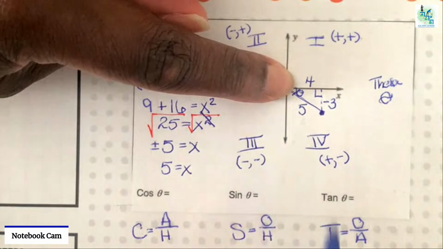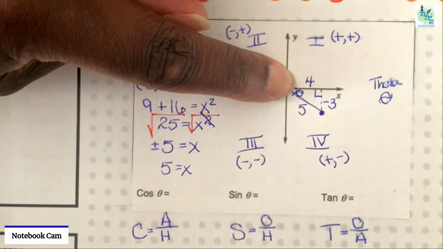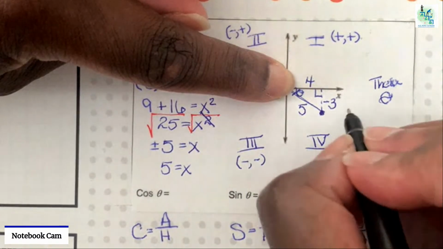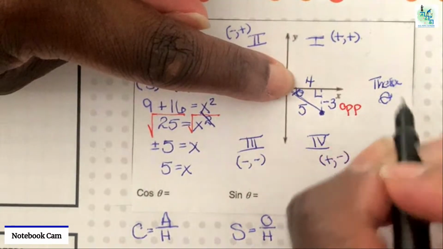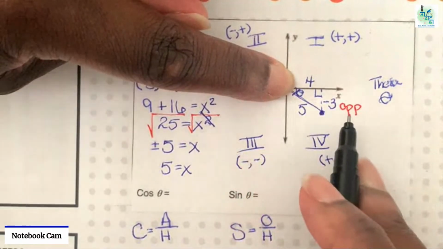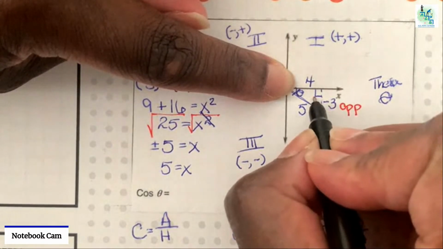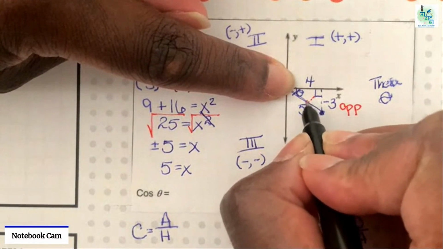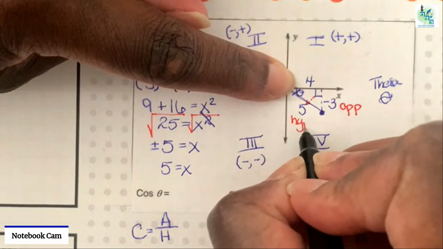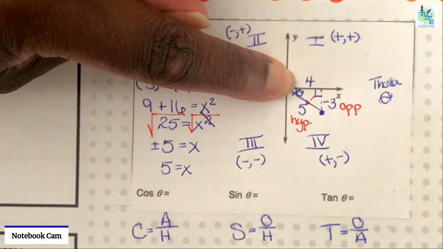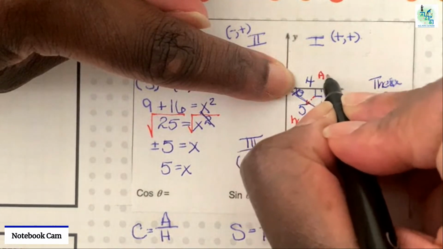Okay? So from here, if I wanted to go opposite, that means the side that's directly across from my theta is my opposite. The side that's directly across from that 90-degree angle is my hypotenuse. That's going to be my longest side. So that means what's left over is your adjacent side.